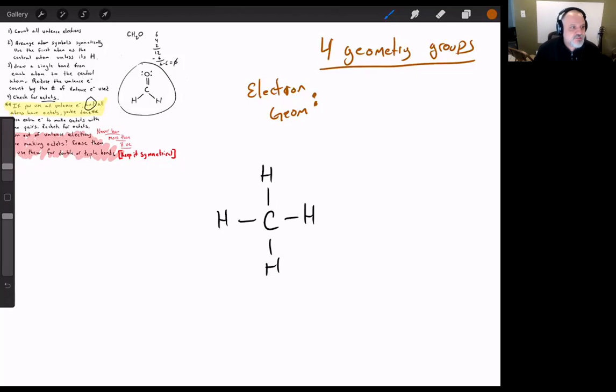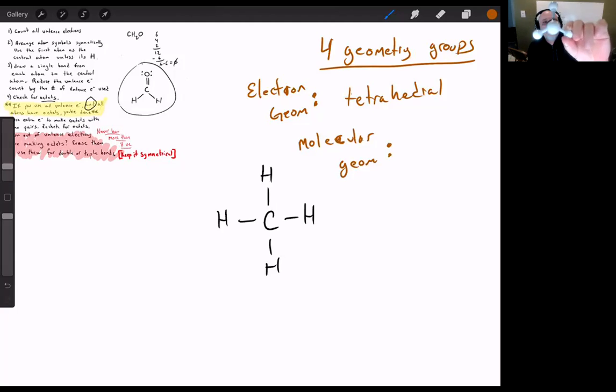How do we figure out the geometry? 4 electron groups, and all of them are bonds. Right? It's tetrahedral. What's the molecular geometry? What's the geometry of only the atoms? It's still tetrahedral.